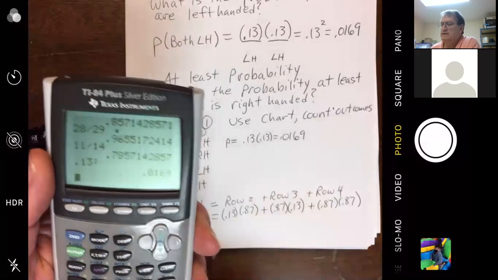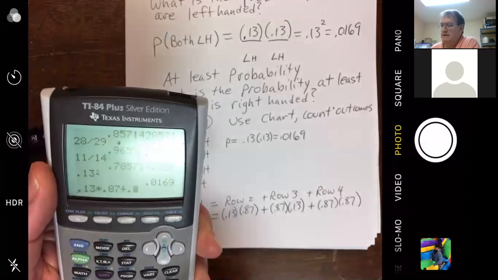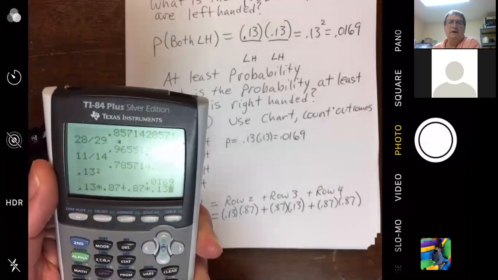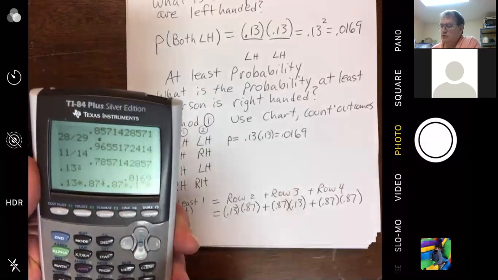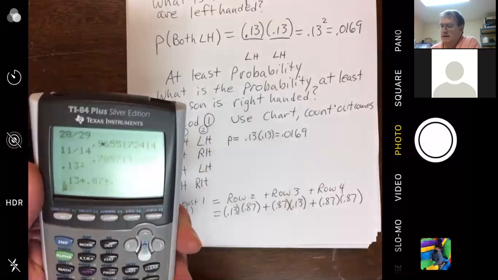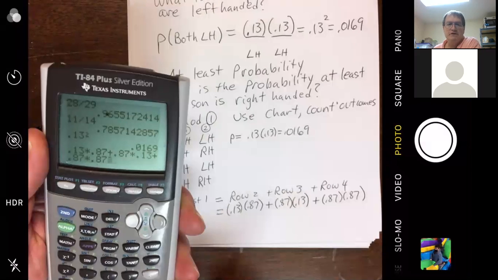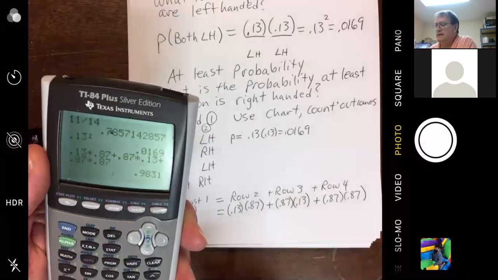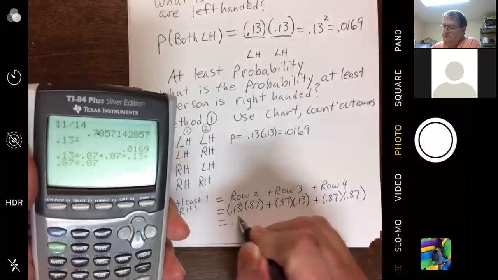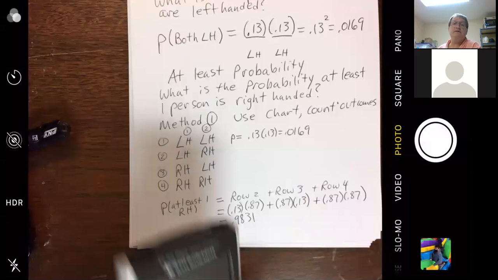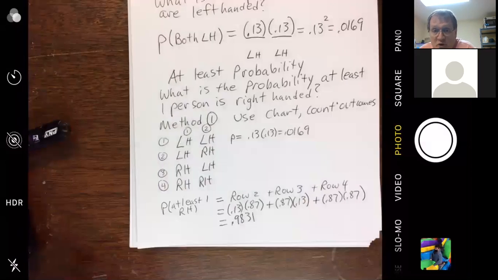0.13 times 0.87 plus 0.87 times 0.13. Could have just multiplied it by 2 and doubled it, but I'll just do it all the way out. And then plus 0.87 times 0.87. So there's all 3 rows punched. I'm getting 0.9831. 98% chance at least one person will be right-handed.